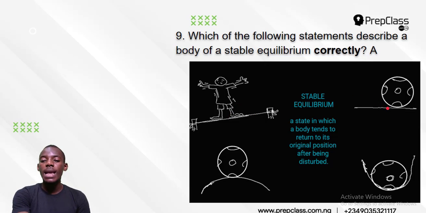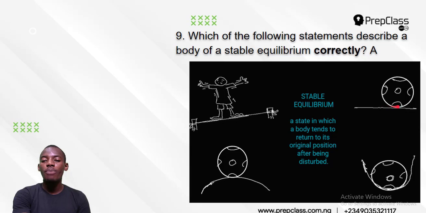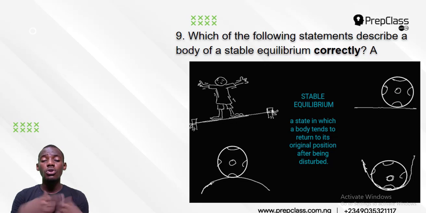Then the next one is a ball on a smooth horizontal table. Now you have the ball here. If you push the ball, will the ball roll? Yes, of course, it will roll over. A little push, it will roll. That means the ball is not stable because it is circular, it is round. Anything round, if you push it a little, it will roll over.